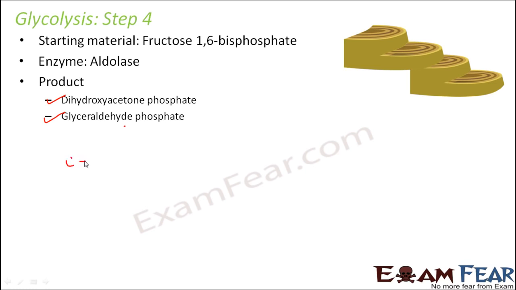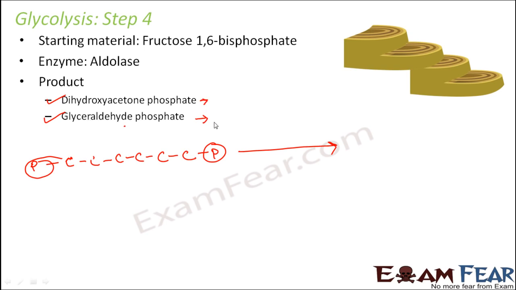So the starting material was fructose 1,6-bisphosphate. There are 6 carbons and 2 phosphate groups, correct? So this is fructose 1,6-bisphosphate. Now this gets changed into 2 products, and one interesting fact is that these two are isomers of each other. The first product and the second product both have the same molecular formula. It is just that their arrangements or their structures are different.